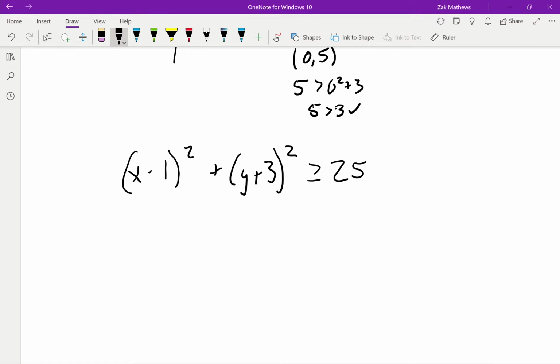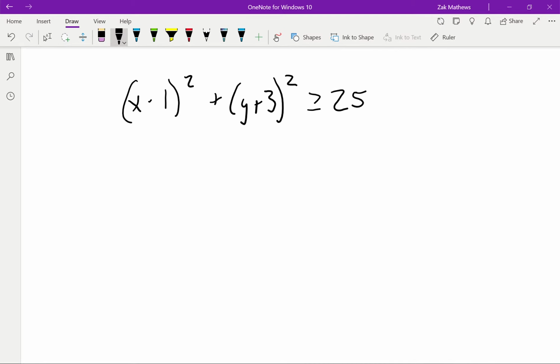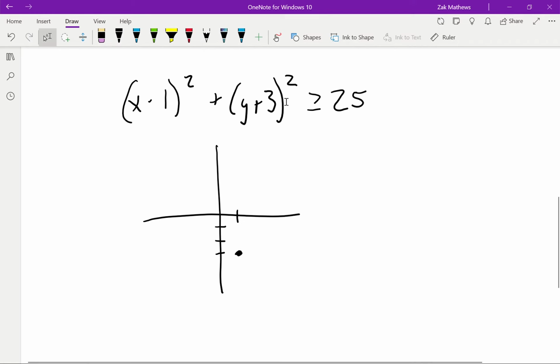We should recognize this is the equation of a circle. The center of this circle would be the point 1, negative 3. We get that by reversing both the signs, 1, negative 3. And then the radius would be 5. 1, 2, 3, 4, 5.